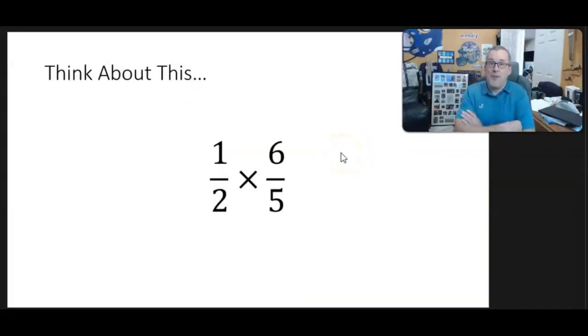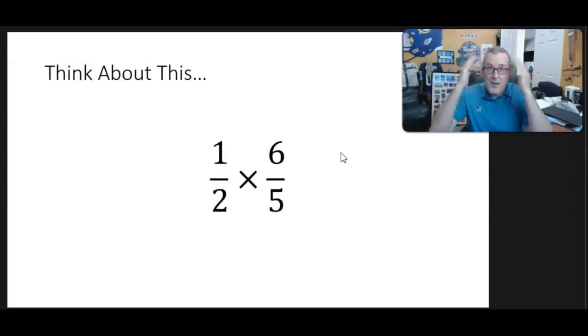Now what about this one? Fractions. Fractions are always a challenge for students and adults alike, but how do you think about 1/2 times 6/5? Is your first thought, oh wait, how do you do that? Do you cross multiply? Do you get a common denominator? Oh, what do you do? What do you do?